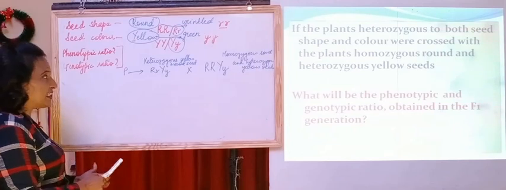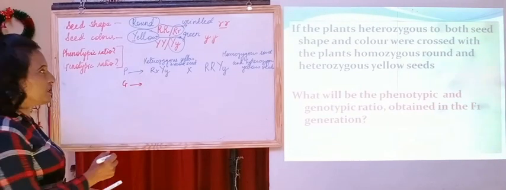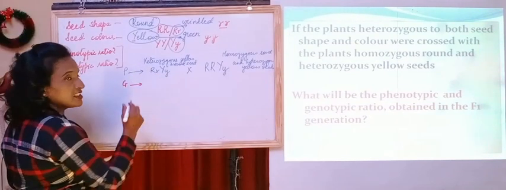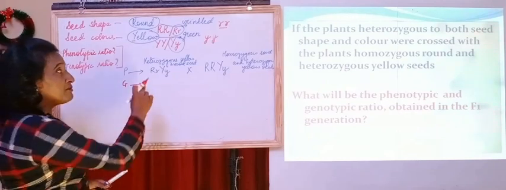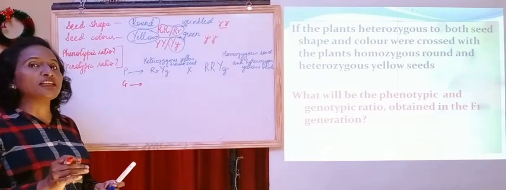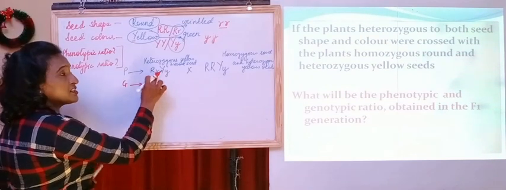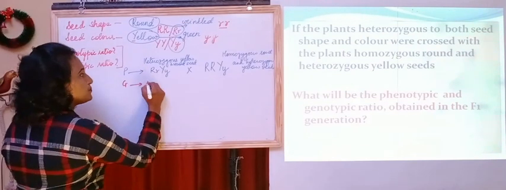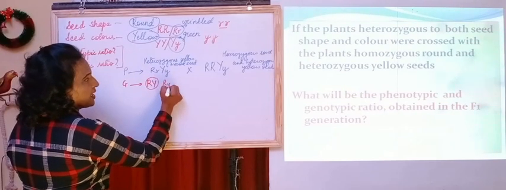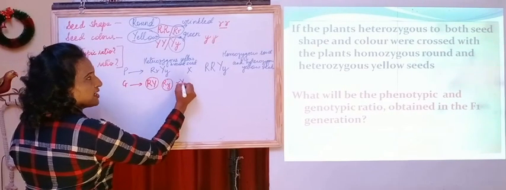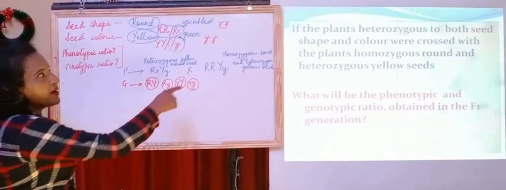So what will be the gametes here? Gametes we already know of heterozygous condition, altogether there are 4 gametes. So we will come to know that even for heterozygous, it is sure that 4 gametes will be formed, when they are heterozygous for both the traits. Okay, so it will be capital R, capital Y, capital R, small y, small r, capital Y, small r, small y. 4 gametes. Now what about these?